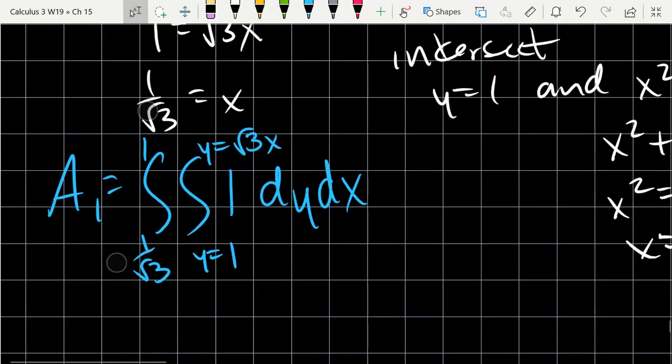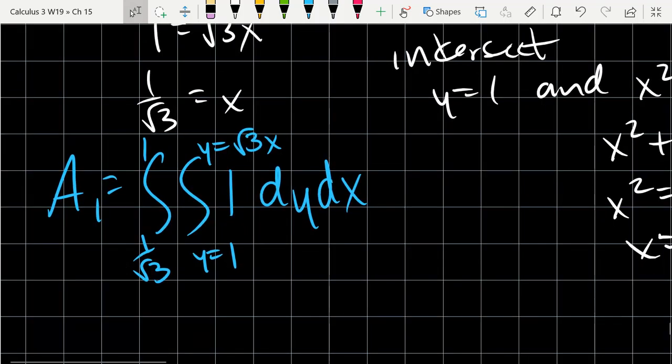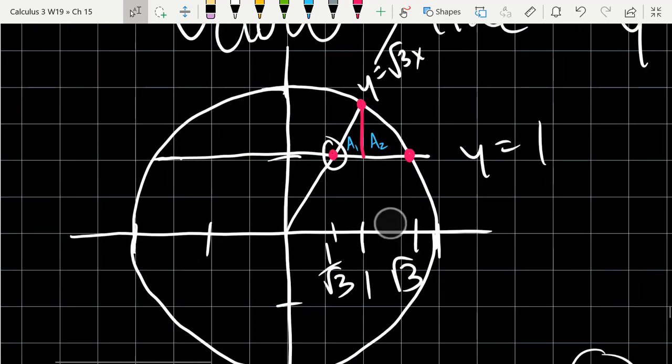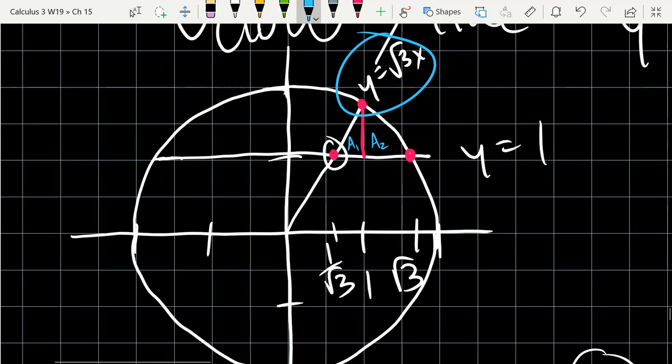So our area 1, I went with dy dx, mainly because I already had my function of x. It's not hard to solve for x and have a function of y, but why do an extra step? We already found all the x coordinates we needed, so I just went with the dy dx integral.